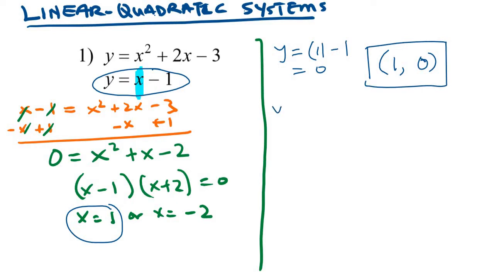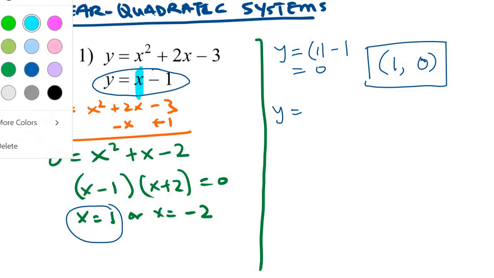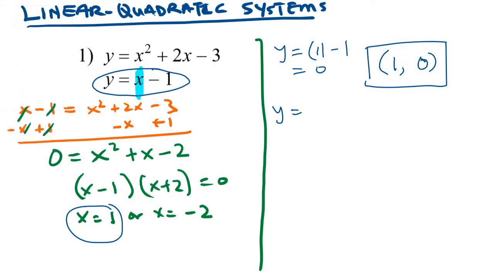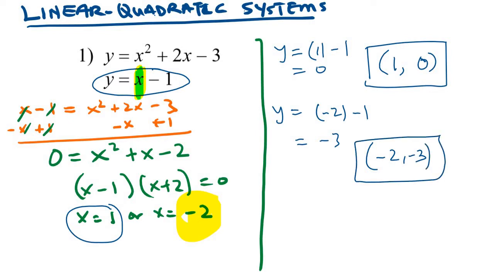The other one is to set x equal to -2. So we're going to go ahead and set that x equals -2. That gives -2 minus 1, which is going to be -3. So the other coordinate will be when x is -2, y is -3. And now we have the two coordinates.